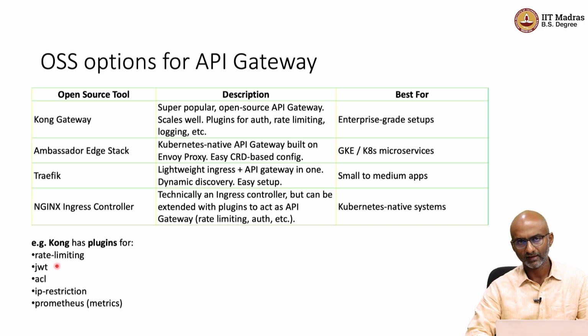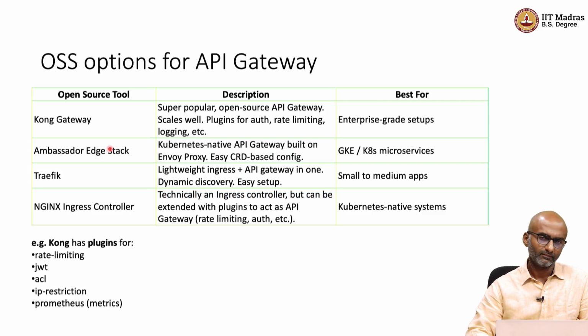for ACLs like access control lists, IP restrictions, so that you say that this is the whitelisted set of IPs that have access to this particular service. It's got native Prometheus exports so that the metrics get published into a Prometheus server, etc. So Kong is very popular, used for enterprise grade setups, etc.